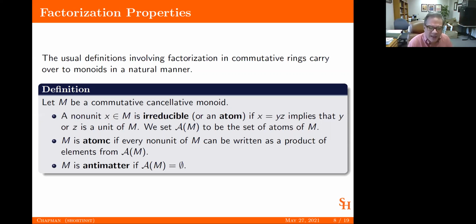And M is going to be antimatter if its set of atoms is empty. And I find this really interesting because in a beginning algebra course, you never talk about antimatter stuff. It's because antimatter stuff is a little bit hard to construct in the ring sense, but I'm going to show you there's a lot of monoids that are antimatter in a few minutes.